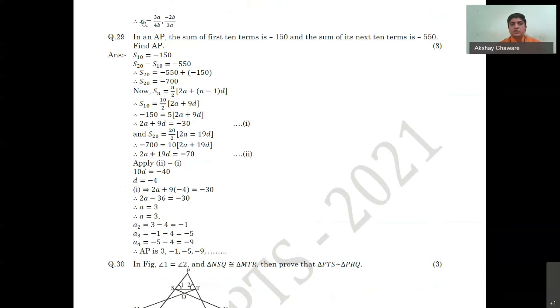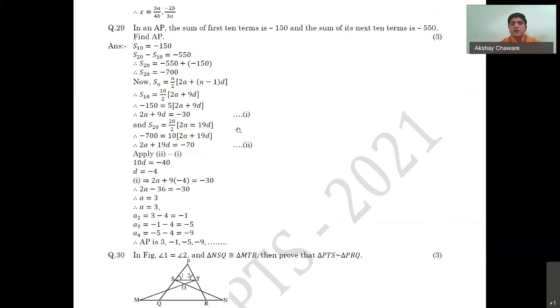So the final answer is x equal to 3a upon 4b minus 2b upon 3a. Now the next question is of arithmetic progression. In an AP, the sum of the first 10 terms is minus 150 and the sum of the next 10 terms is minus 550. So the next 10 terms are calculated by S20 minus S10, because the total terms are 20 here.